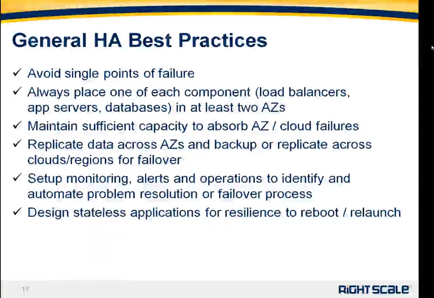Real quick, a couple of general HA best practices, and a lot of these are probably pretty self-evident. Avoid single points of failure, obviously. We always recommend you place one or more of each component in at least 2 availability zones and/or regions and/or clouds. You want to maintain sufficient capacity such that if an AZ does go down, you have the ability to absorb that traffic.